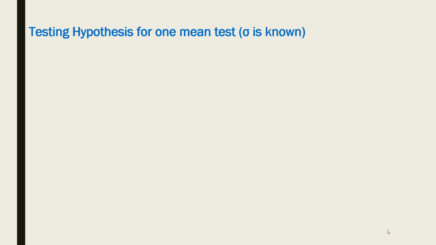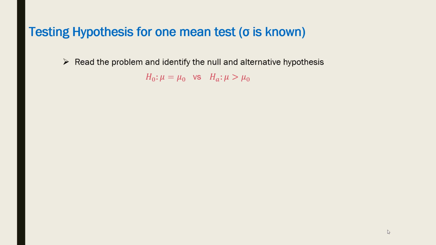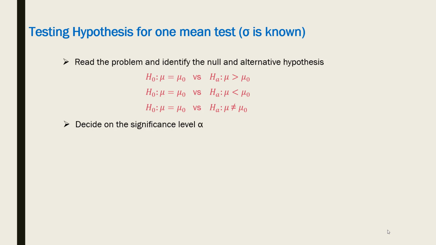Testing hypothesis for one mean. Again, sigma is known. It is very important. We assume sigma is known. First, read the problem and identify the null and alternative hypotheses. First case is mu equals mu naught versus mu greater than mu naught, or this one, or this one. We discussed these three before. Second, decide on the significance level alpha. Third, identify the test statistic. Here sigma is known. Therefore our test statistic is Z naught equals x bar minus mu naught over sigma over root n. Z naught is the test statistic.